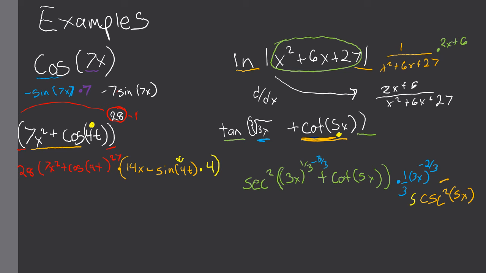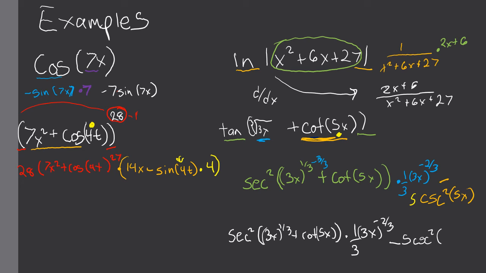It's a little messy, so let's write it down here. We've got secant squared of 3x to the 1/3 plus cotangent 5x. Remember, that's kind of our original inner function. We multiply that by 1/3, and then 3x to the negative 2/3 minus 5 cosecant squared 5x. All right, now for some even more interesting ones.